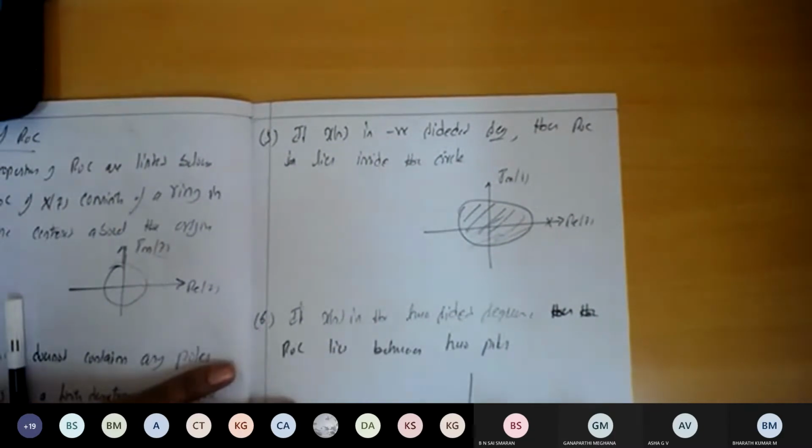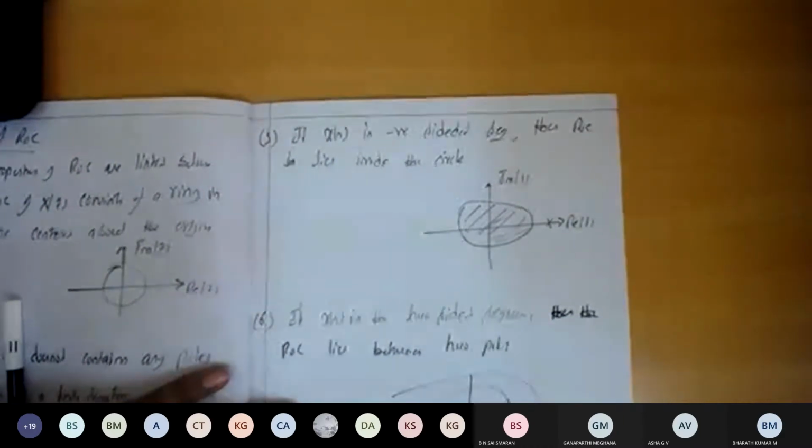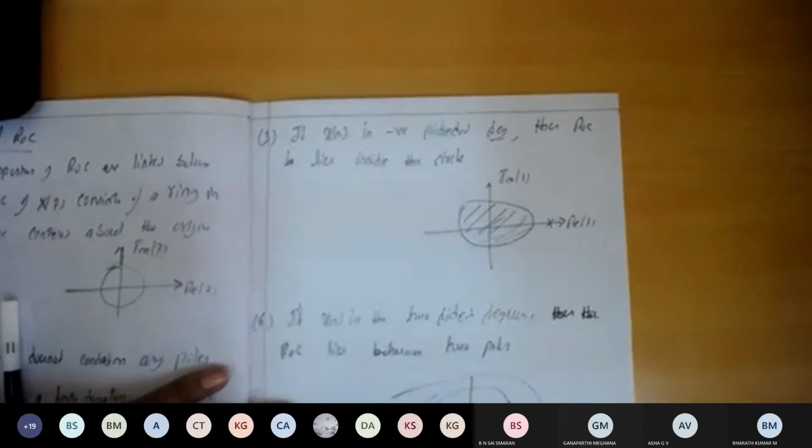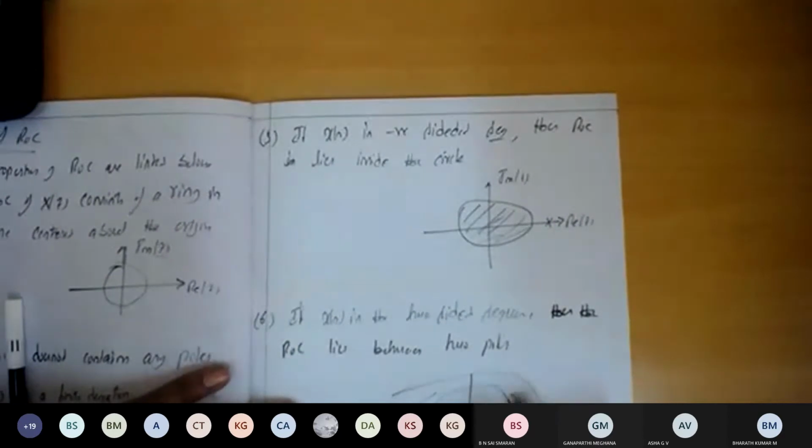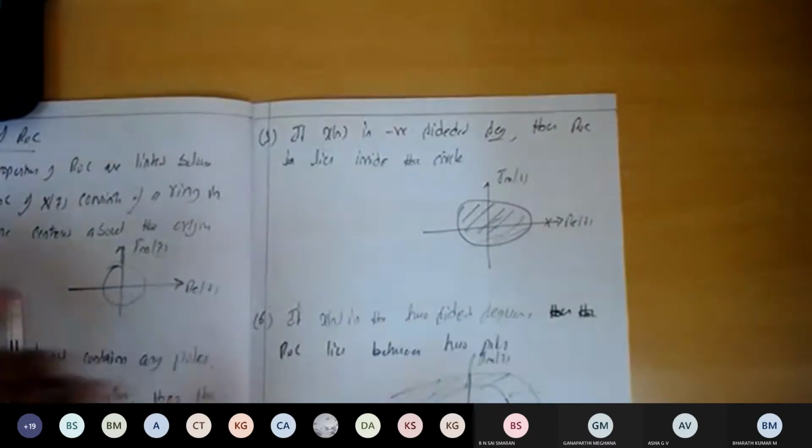So let us take this one. So this is one pole, and this is the other pole. The ROC is the concentric circles we'll get here. So between these two, the ROC is going to lie here. This is the real part, and this is the imaginary part of Z.